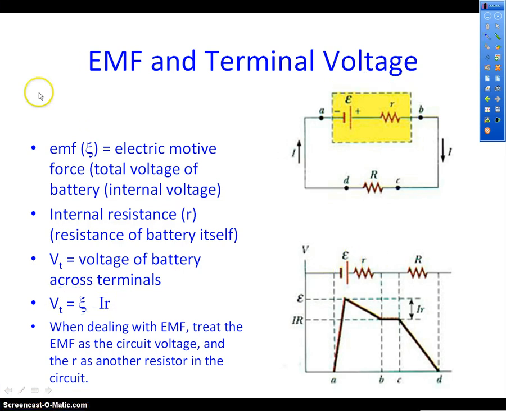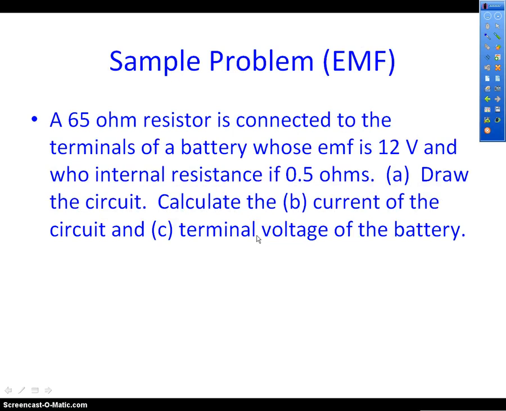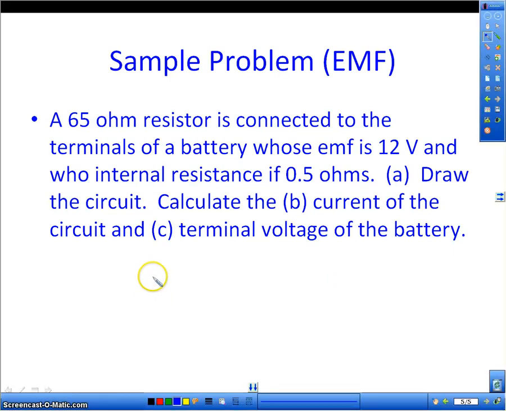So if we work a problem with that, I can work a problem with you really quickly so that you can see how to do this particular problem. It says a 65 ohm resistor is connected to terminals of a battery whose EMF is 12 volts. So if I draw this out, here's my EMF, it's 12 volts. And there's a little internal resistance of half an ohm, so 1/2 ohm.